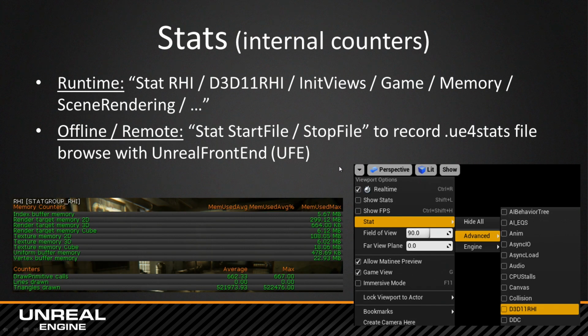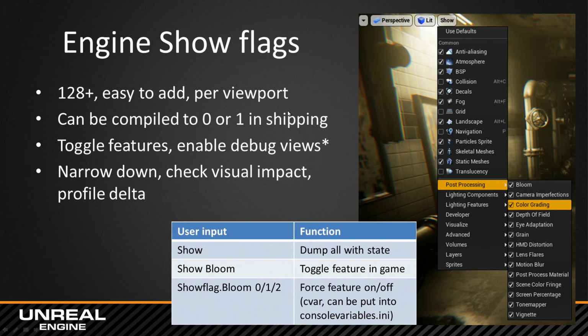That is very low-level information. If you don't know what you're searching for, then you have a hard time. That's not always what you want to do. What I prefer actually often is starting by disabling and enabling features. We have a lot of features, and we have a method to disable and enable almost all of those features, and that's through engine show flags.